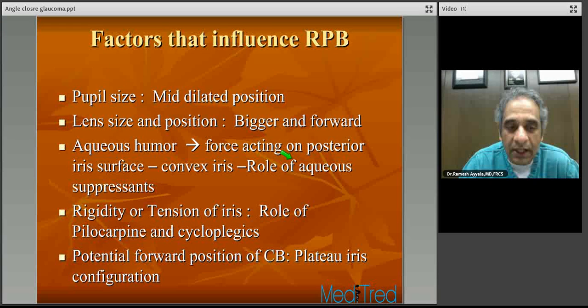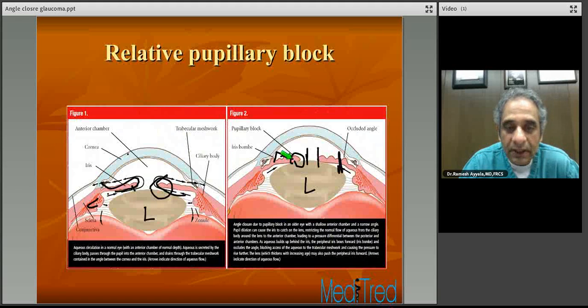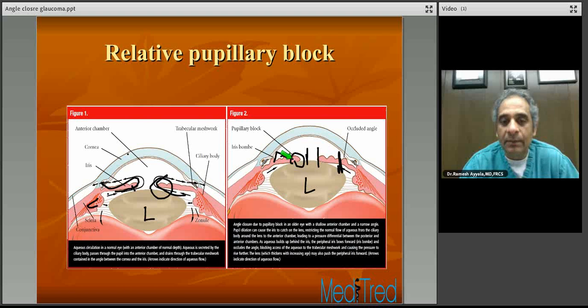Rigidity or tension of the iris. What do we mean by that? The iris is a complex structure. It is not a simple brown or blue stuff that's allowing the light to go in and out of the eye. As we study more, in this particular lecture I'm not going to concentrate too much on this, other than to highlight the fact that the iris can act as a sponge. The iris essentially can soak up the aqueous, and there is a role for the aqueous to go in and out of the iris too.